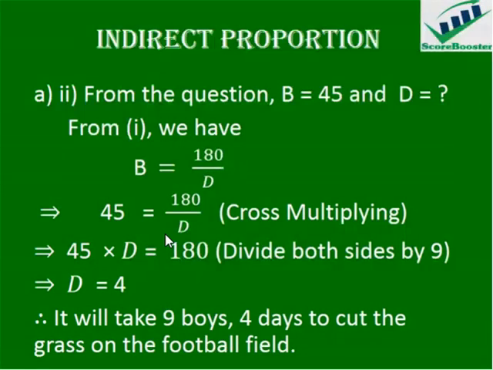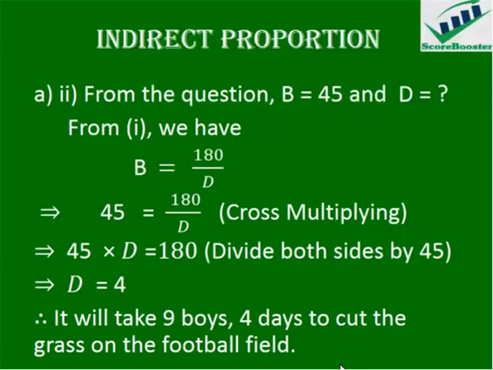We cross multiply like we did in the first question. 45 multiplied by D equals 180. We divide both sides by 45. If you divide this side by 45, we are left with D, which equals 180 divided by 45, which is 4. So it will take 45 boys 4 days to cut the grass on the football field. You can see that as the number of boys increases from 15 to 45, the number of days decreases from 12 to 4. So that's that on that.